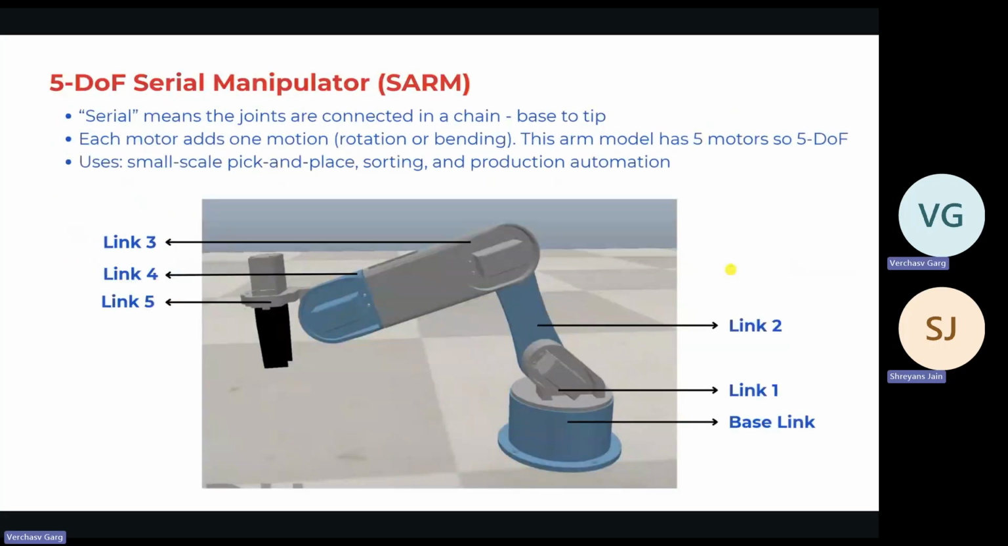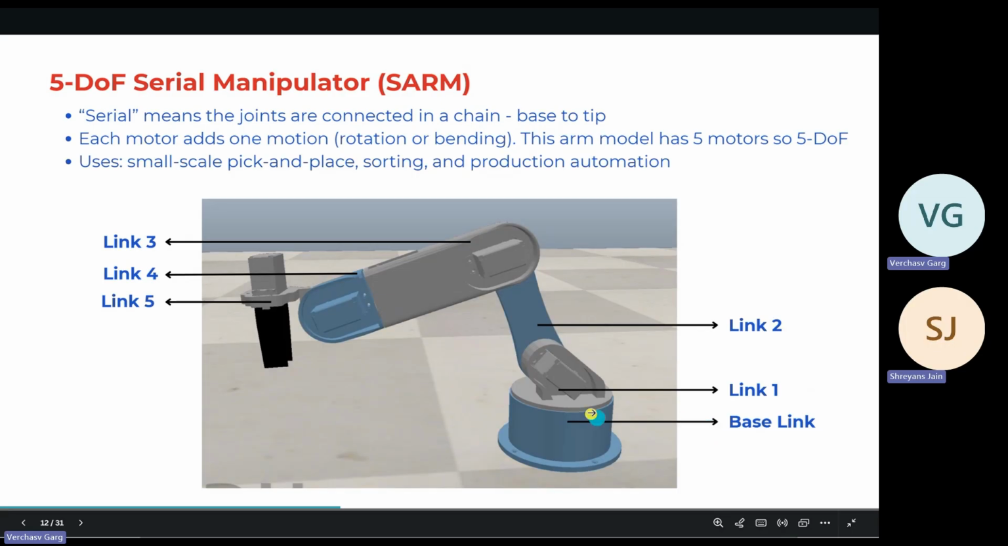It is a 5 degree of freedom serial manipulator. In short, we call it a SARM. Serial by definition means that the joints are connected in a chain, starting from this base link and moving over to these links one after another in a chain manner. You can play within the CoppeliaSim environment and see the hierarchy as well.